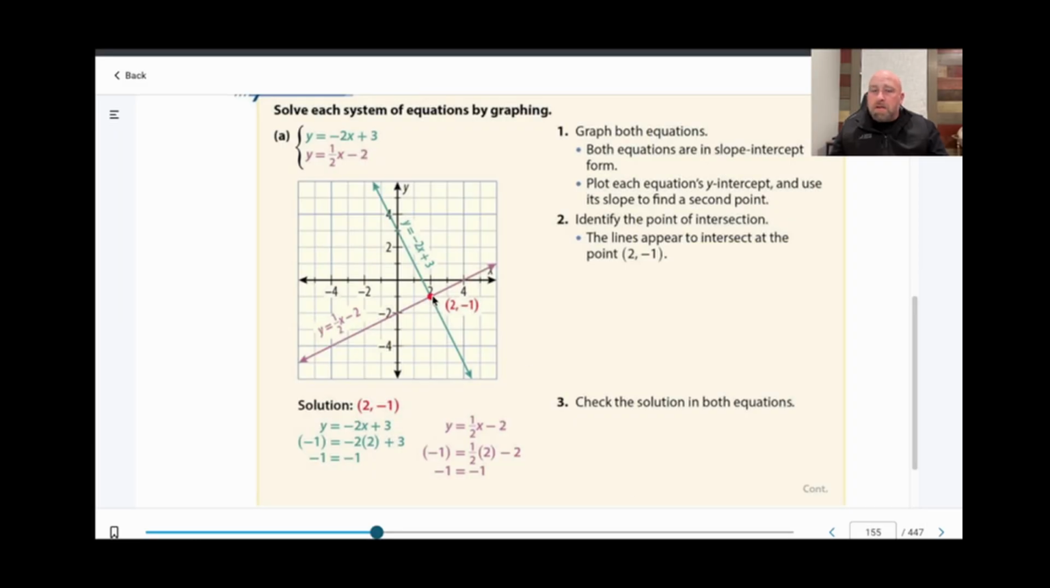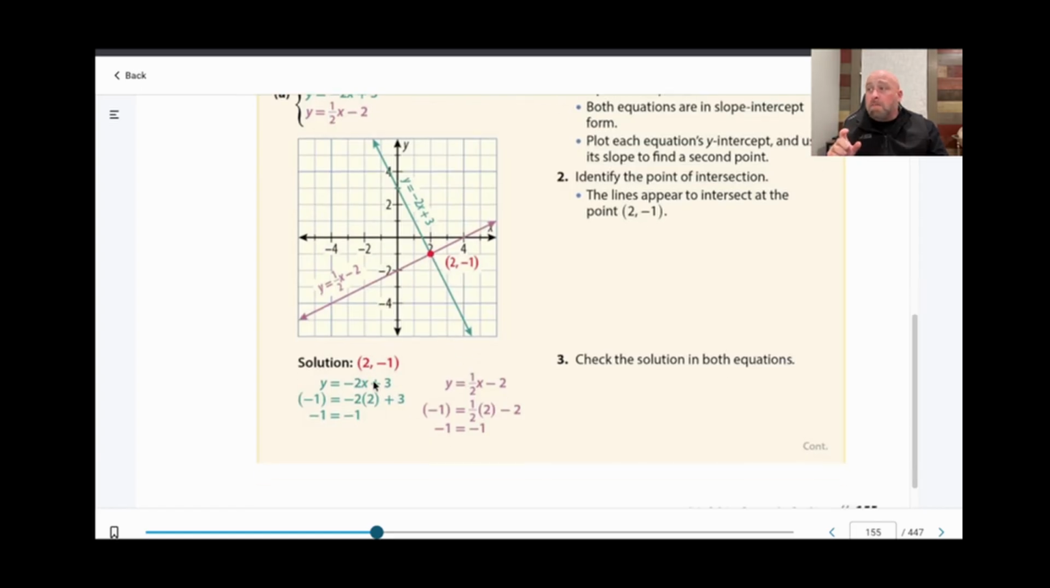This point right here is indeed the solution to this. Why? Because when we checked it, we get -1 equals -1 on both of the lines, both of the equations. That works. If it didn't work on one of them, then that would mean that we have a point on the line, but we don't have the exact crossing point. When it solves both of them, we know that we have the exact crossing point.